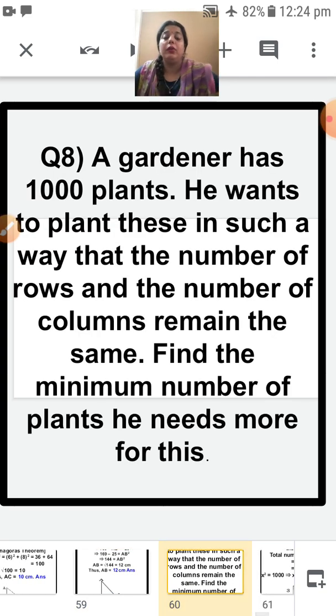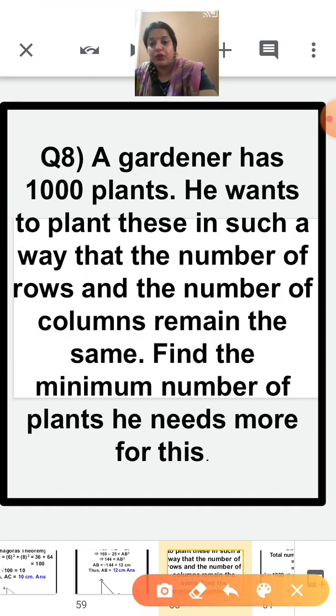Okay, now next, the second last question of this chapter. A gardener has 1000 plants. He wants to plant these in such a way that the number of rows and number of columns remain the same. Now, one gardener is having a total of 1000 plants. We know that 1000 is not a perfect square, though he wants to plant those plants in such a way that it should take the shape of a square.